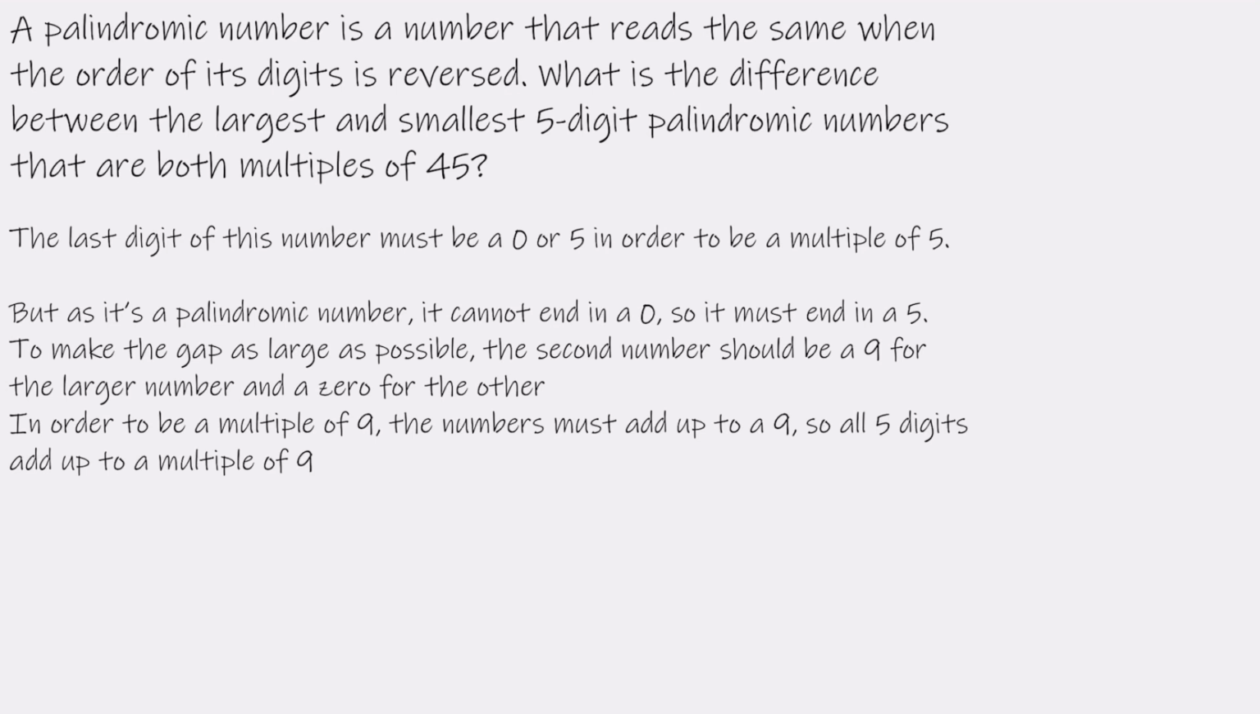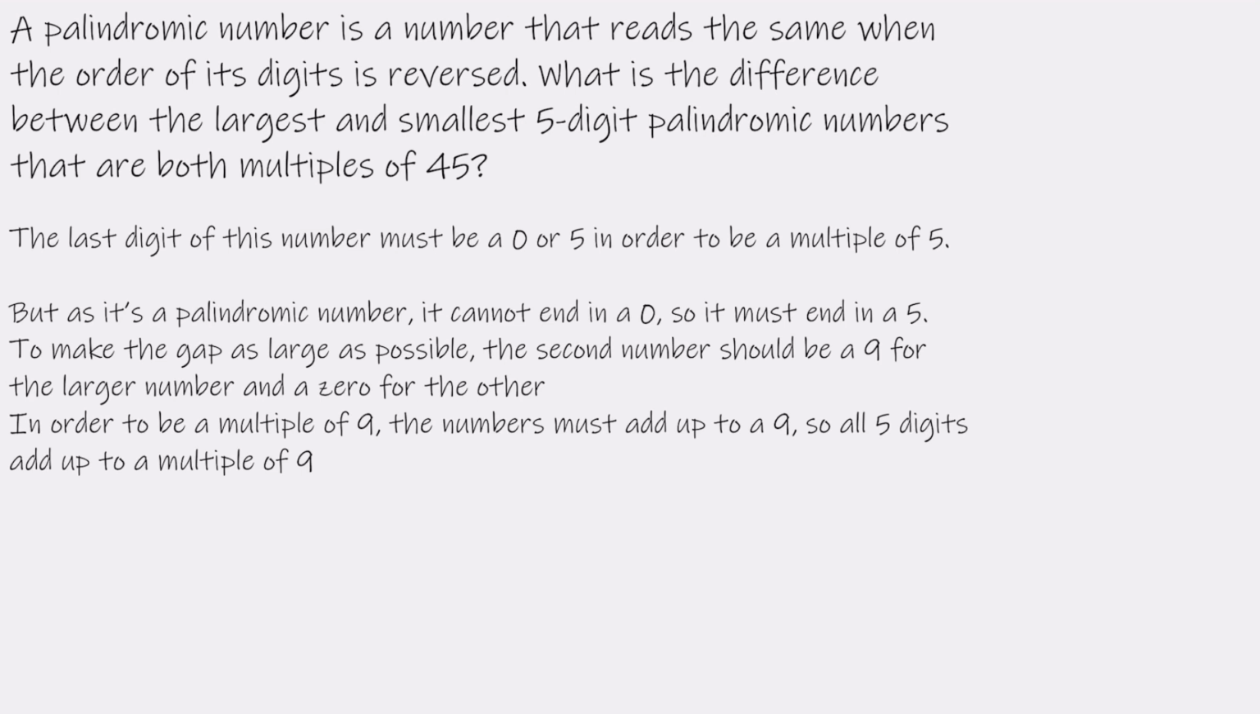So let's pick the 5995 example. That adds up to 28. So we need it to be a multiple of 9. If we go up from 28, the nearest multiple of 9 would be 36. Therefore, the middle number must be 8.